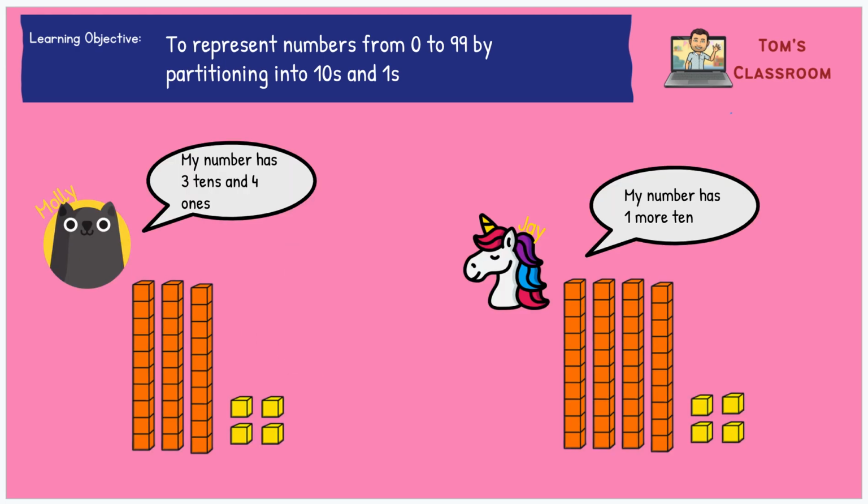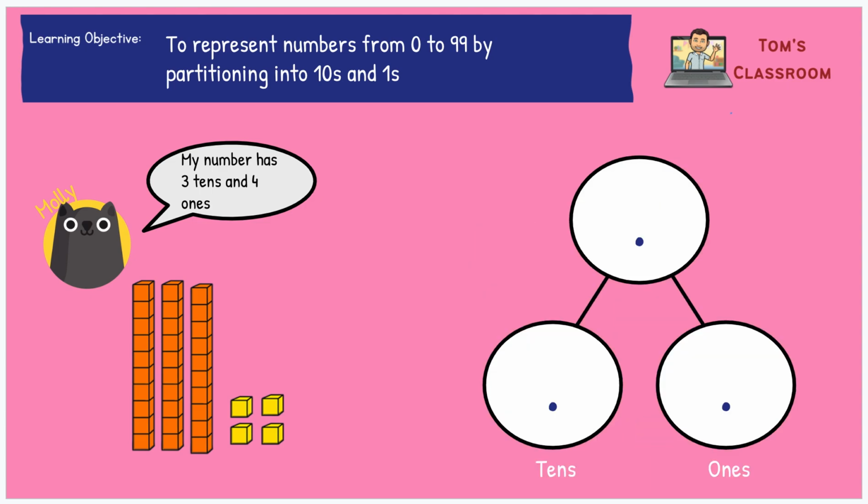So here we've got Molly, who says that her number has 3 tens and 4 ones. And Jay says that his number has 1 more ten. So let's break down these numbers and see what numbers they've got. We'll start off with Molly. On the right hand side, we've got a part-whole model. This lets us write in how many Molly has, and it helps us break it down into how many tens and how many ones.